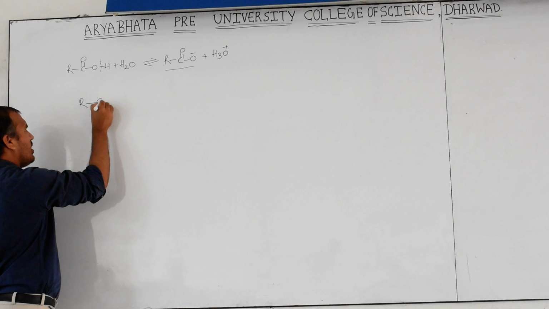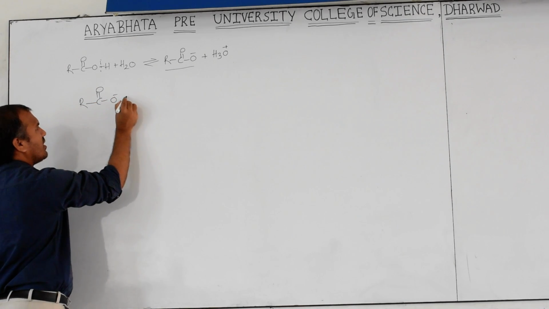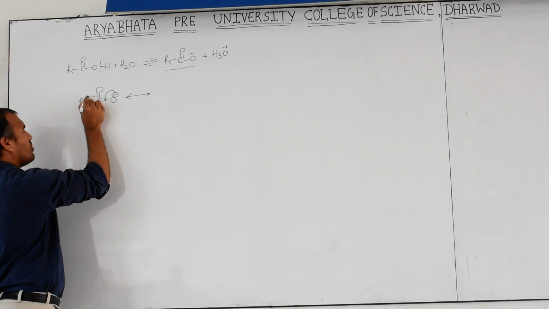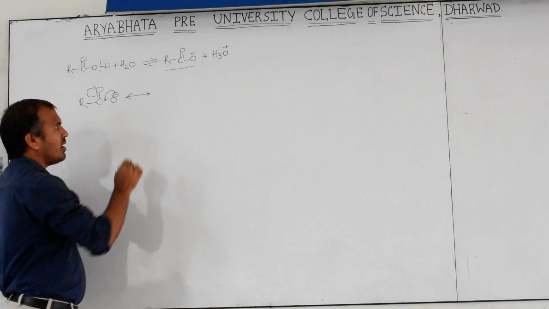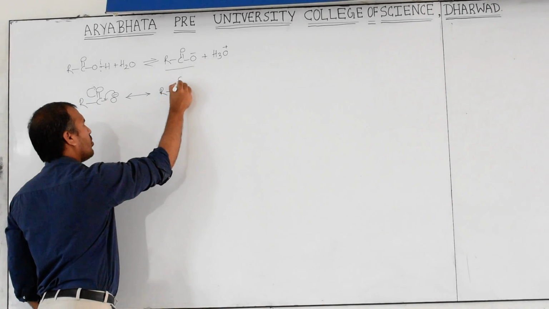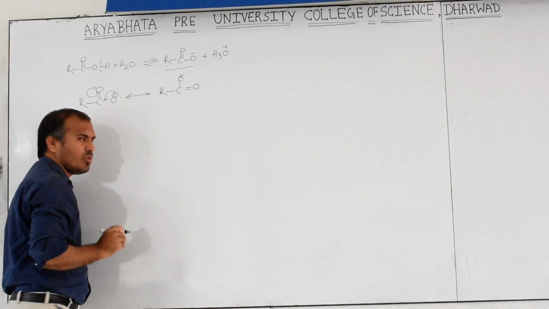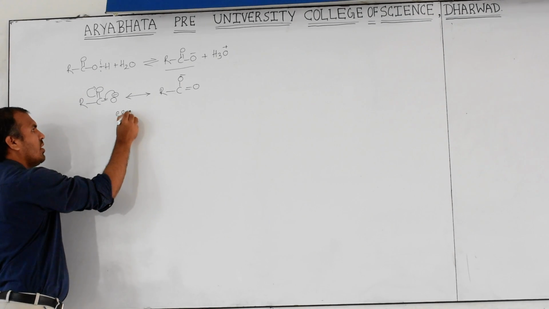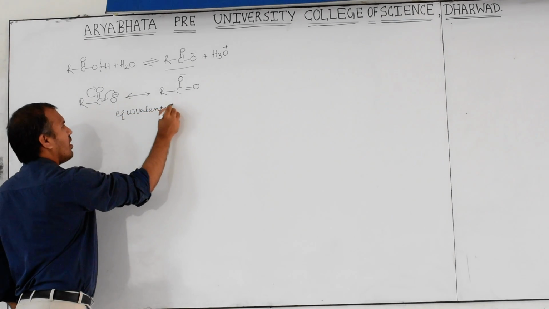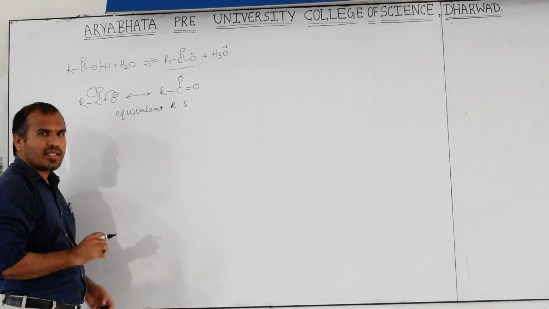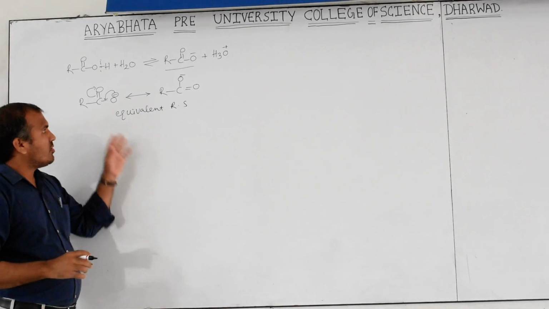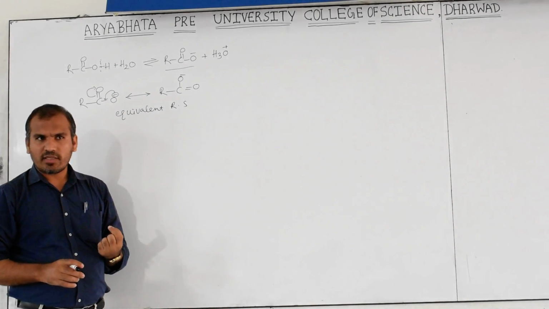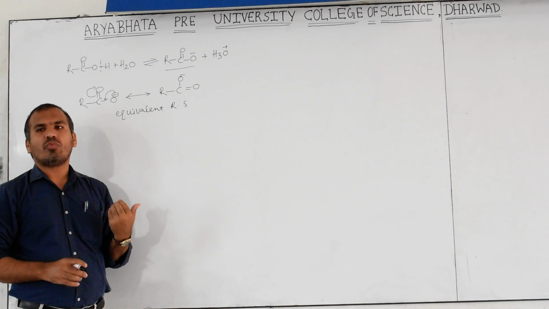Now RC double bond O minus undergoes resonance. This negative charge comes to here, a bond forms, and this pi bond shifts towards the oxygen. Then it is converted into RCO minus and C double bond O. These are equivalent resonance structures. RS means resonance structure. So we know that negative charge on the more electronegative atom and positive charge on the less electronegative atom make resonance structures more stable.